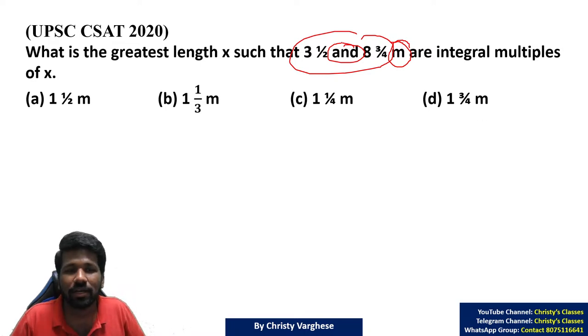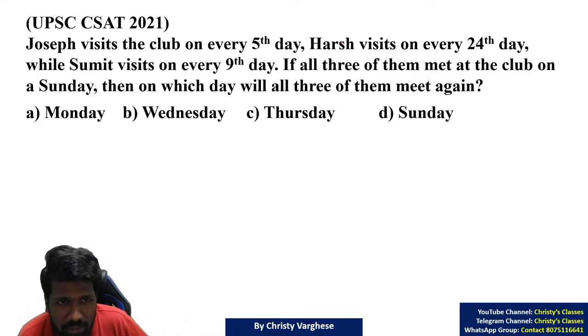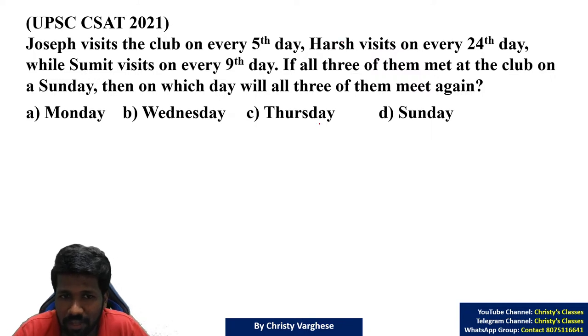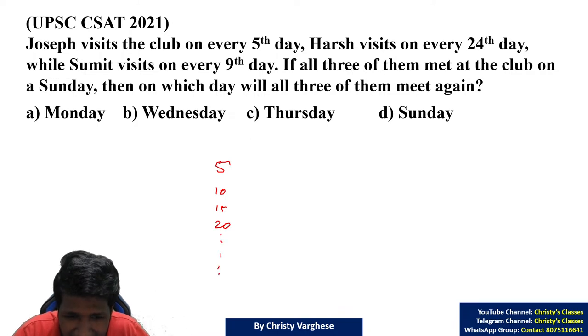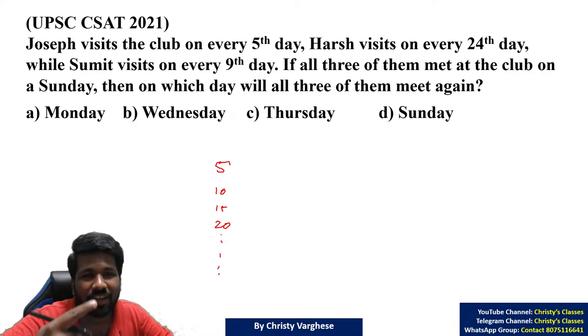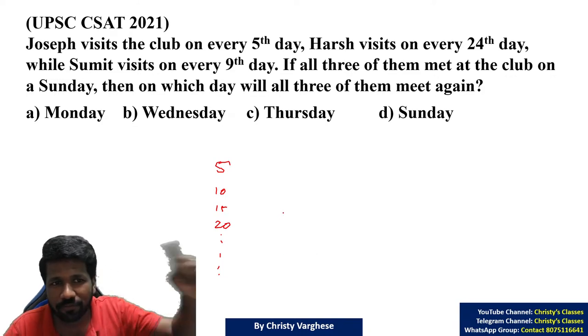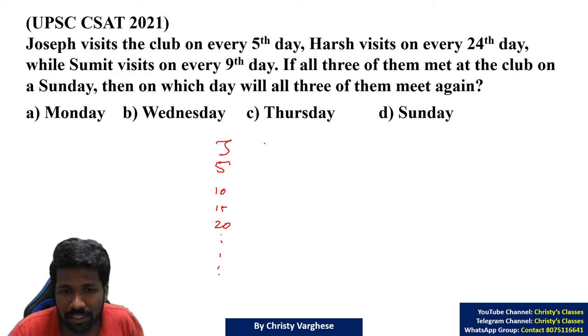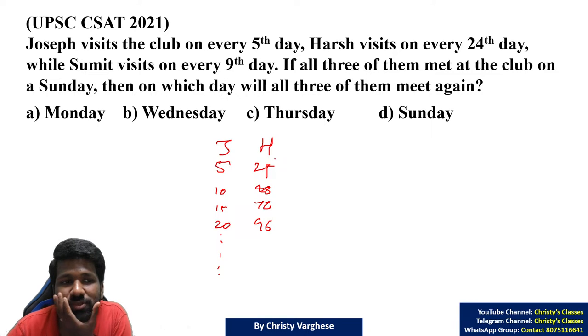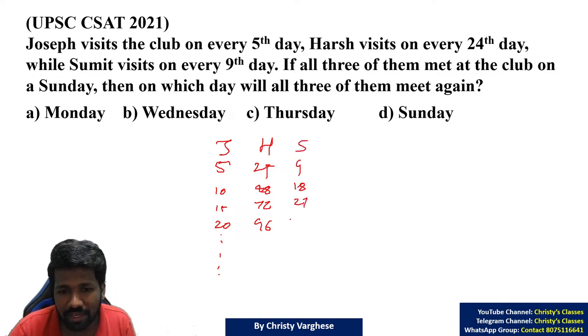Okay, so let us come back to this question. Joseph visits a club on every fifth day, so the fifth day, 10th day, 15th day, 20th day. When we read the question like this, you will get a better idea of LCM or HCF. Joseph visits the club on multiples of 5. What about Harsh? Harsh visits on every 24th day, meaning 24th, 48th, 72nd, 96th day, etc. What about Sumit? On every 9th day, so 9, 18, 27, 36, etc.